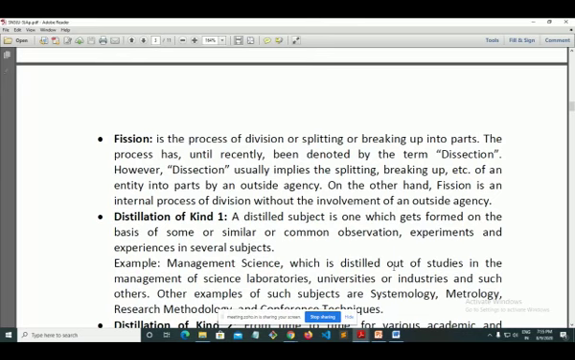A distilled subject is one which gets formed on the basis of some similar or common observation, experiments, and experiences in several subjects. For example, management of science, which is distilled out of studies in the management of science laboratories, universities, or industries, and such others.